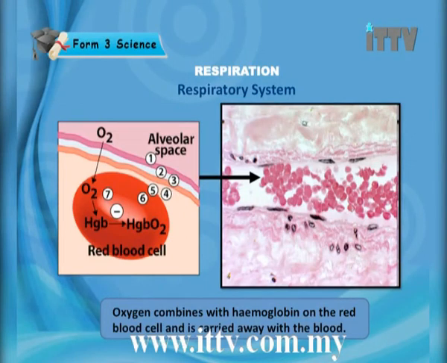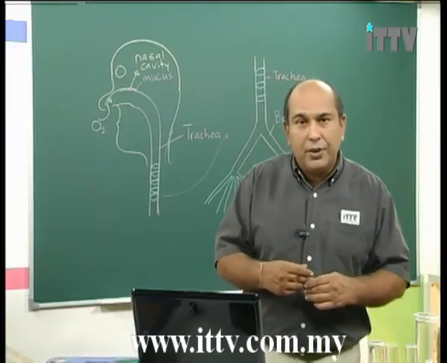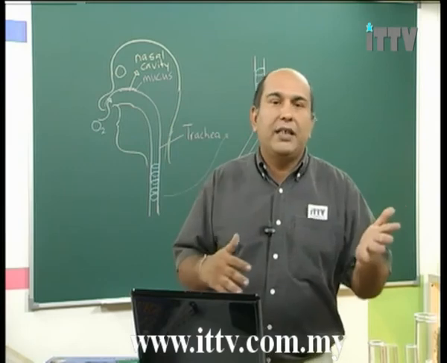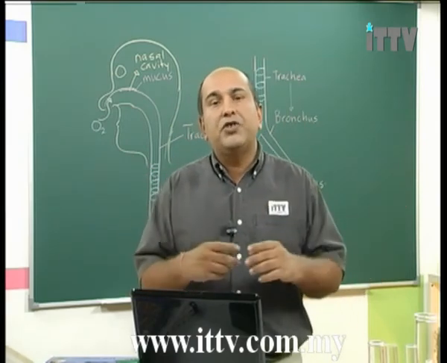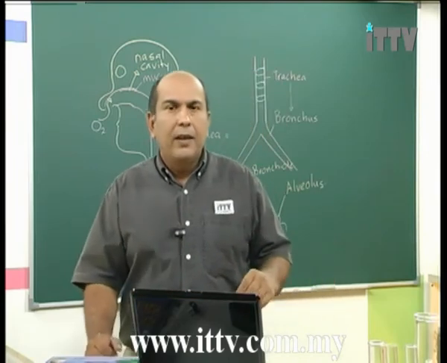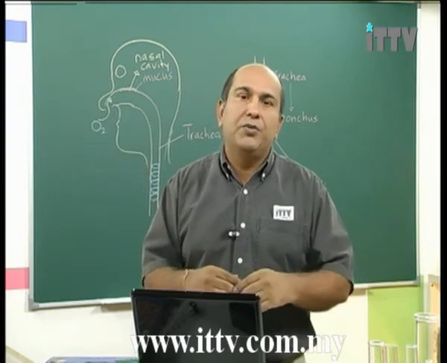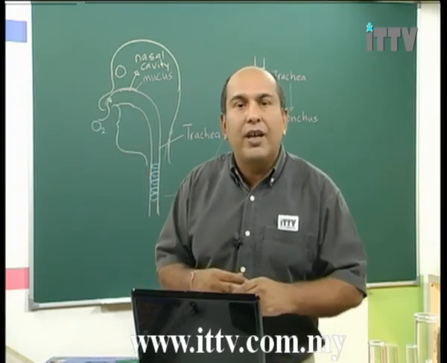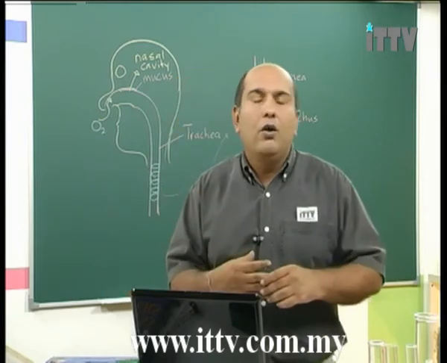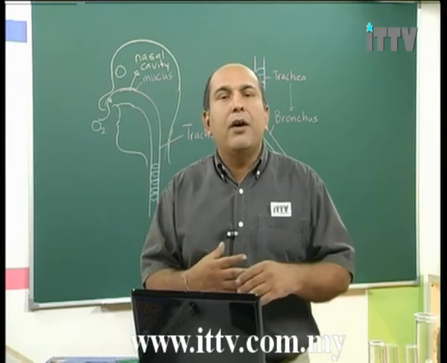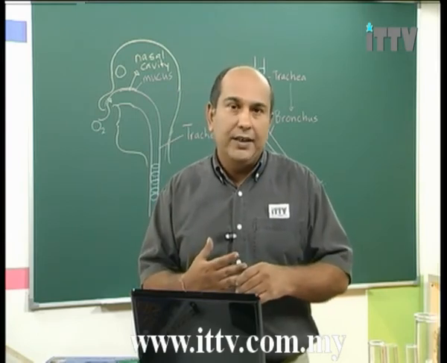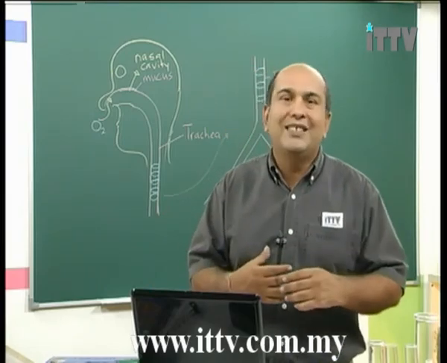Oxygen combines with hemoglobin on the red blood cell and is carried away with the blood. So now, once the oxygen goes into the bloodstream, it will join up onto the red blood cell. The red blood cell has a special pigment called hemoglobin. The function of hemoglobin is to actually catch and bond with these oxygen molecules. Each hemoglobin is able to carry 1 to 4 oxygen molecules. It depends on the amount of oxygen and how fast the system is working. At optimum, it will carry 4 oxygens each.